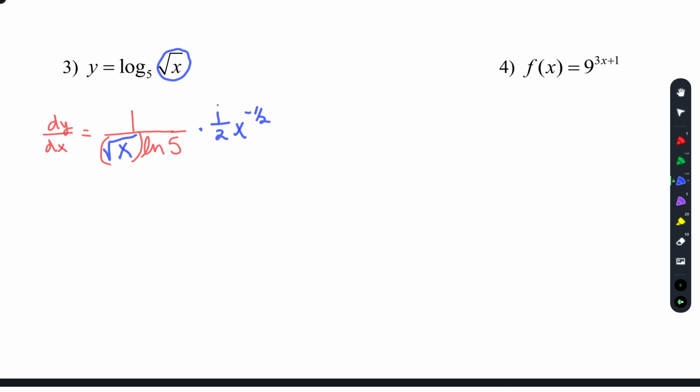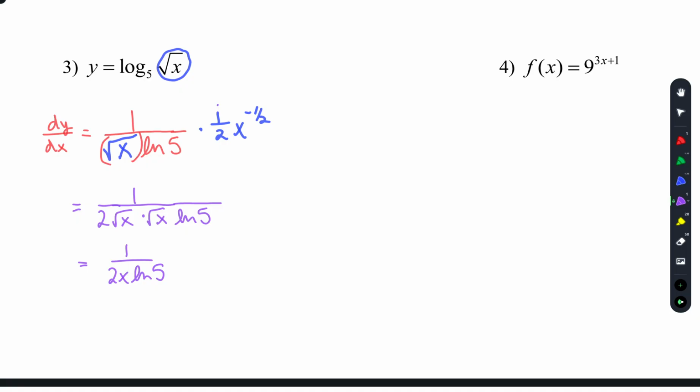I'll show you a faster way to do this one as well, but we'll get there. If I clean this up, I get 1 over, and I have the 2 from the half, and then a root x and another root x in the denominator, and then a natural log 5. I put the chain rule towards the front, and you can see where it gets the 2x natural log 5. And that'll be the answer.